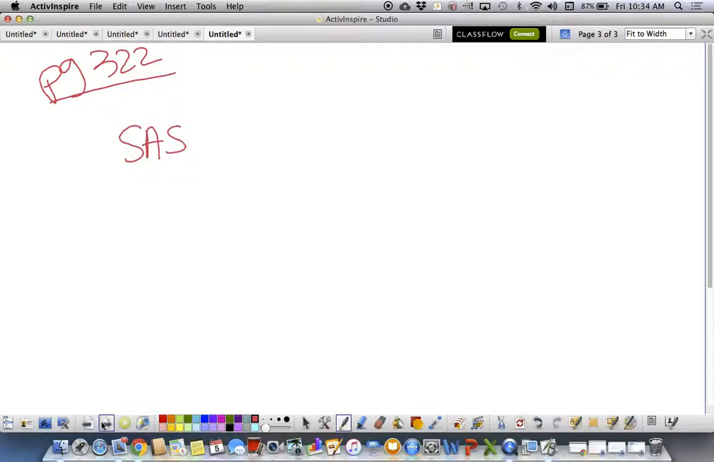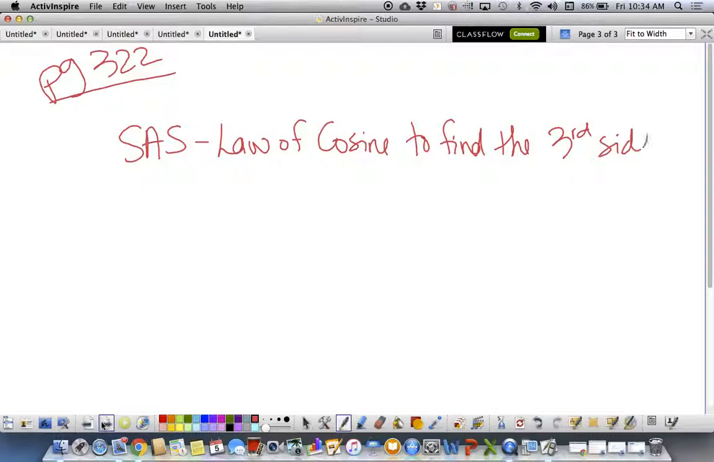Case 4, side, angle, side. We will use the law of cosine to find the third side. Next, which I have even more highlighted, you're going to find the smaller angle first. Smaller angle first, using the law of sine.